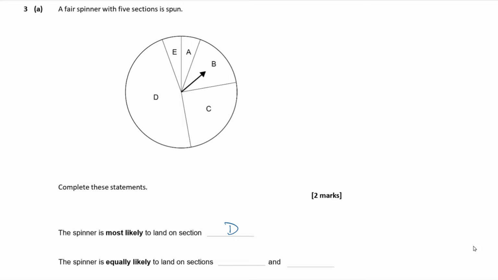blank, and blank. So which ones? If it's going to be equally likely, then their size is going to be the same. Now they're all different sizes apart from these two. These two are the same size, aren't they? So E and A, they seem to be the same size to me. You could measure them with a protractor if you weren't sure, but I'm pretty sure it's those two that are equal to each other. So I'm going to go with A and E.